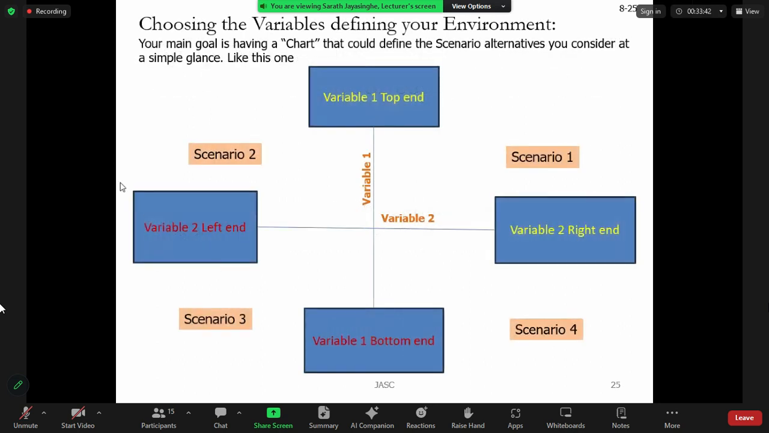So you can see an example of choosing variables and defining your environment. Your main goal is having a chart that could define the scenario alternatives you consider at a simple glance, right? Now you can see here we consider two variables. This is the horizontal line and this is the vertical. Variable one has one extreme at the top end and the opposite extreme at the bottom end, and variable two has another extreme at the left end. Variable one is top and bottom, variable two is left and right. So accordingly we can identify and describe some scenarios: one, two, three, four scenarios.